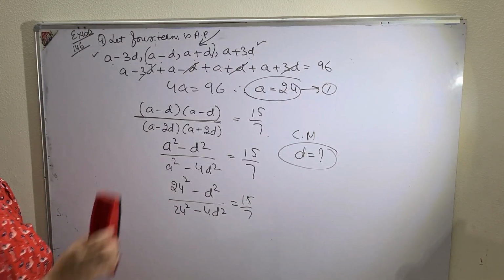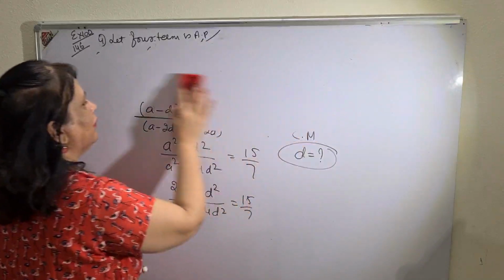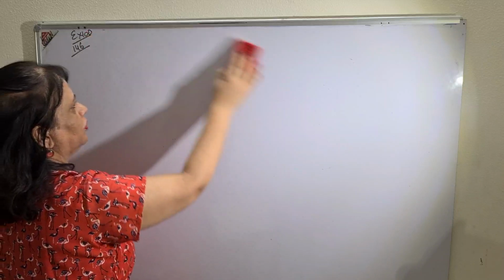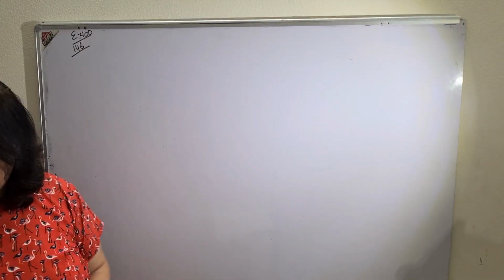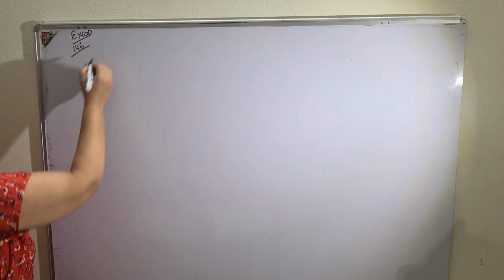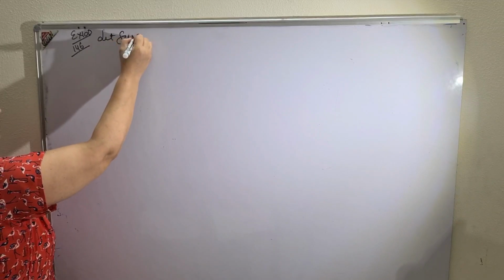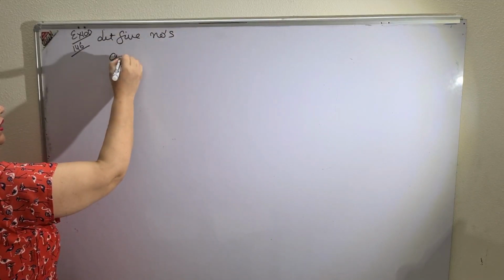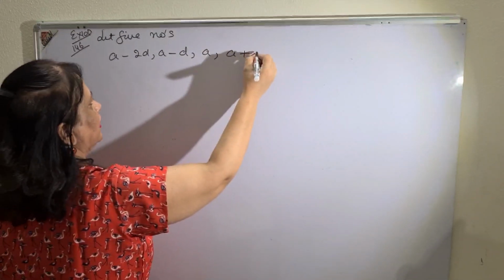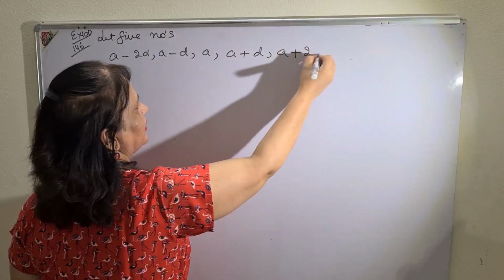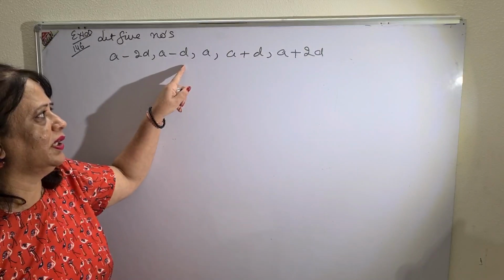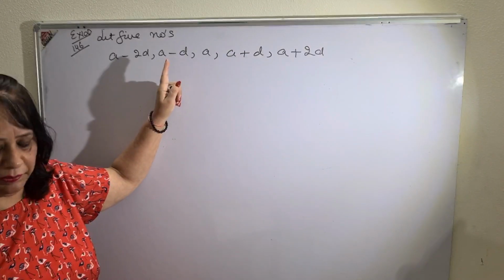Then come to the 5 numbers in AP. Now again you have to remember these 5 numbers in AP. They are also a little different, but once you do them, you won't be able to forget them. Question number 5. Let the 5 numbers in AP be a minus 2d, a minus d, a, a plus d and a plus 2d. There is a method of writing it. That is why I am stressing that you should not change the order. Take it in a similar way, otherwise your answers will be wrong.